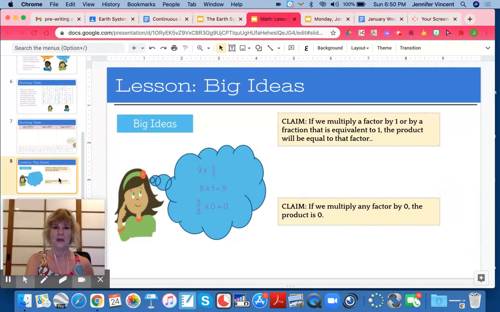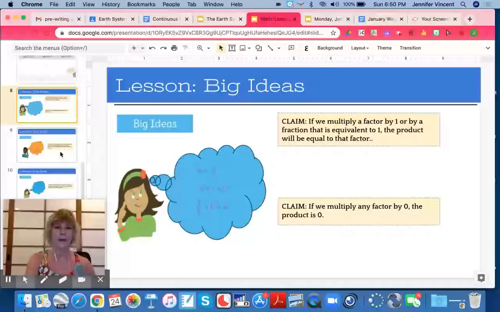Easy peasy. Now, here's Suki. Suki has some of the big ideas. She's making some claims based on the activity she just did. If we multiply a factor by 1 or by a fraction that is equivalent to 1, the product will be equal to that factor. So she has 9 times 3/3. Well, that's equal to what? She says 9 times 1 equals 9. Yeah, the answer is equal to one of the factors. The answer is 9. One of the factors is 9. It works. The next one is 3/3 times 0 is 0. The claim there is if we multiply any factor by 0, the product is 0.